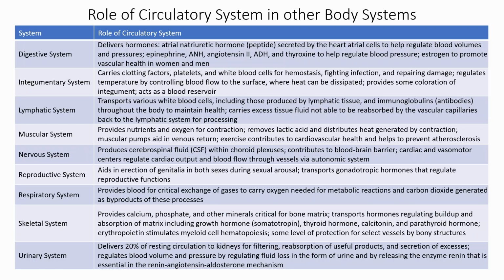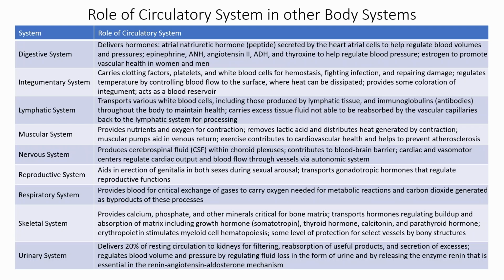With the reproductive system, this will aid in the erection of the genitalia. This is both for male and female. So in males, it's more obvious because the penis will become erect, but in the female, the clitoris will actually become erect. It also serves to transport hormones that will stimulate the gonads to produce their hormones and their sex cells. With the respiratory system, these guys work close together for oxygenating the blood.